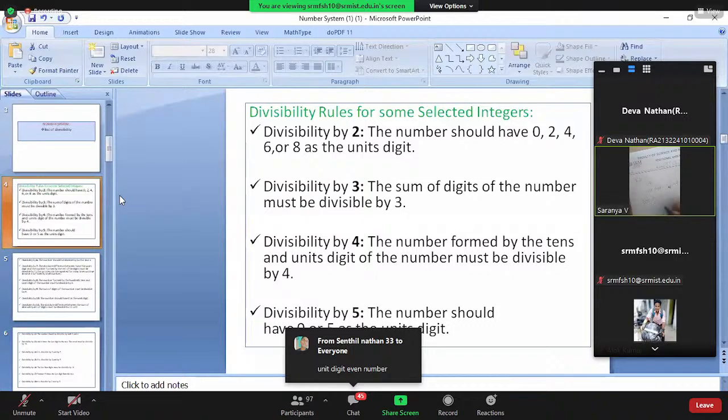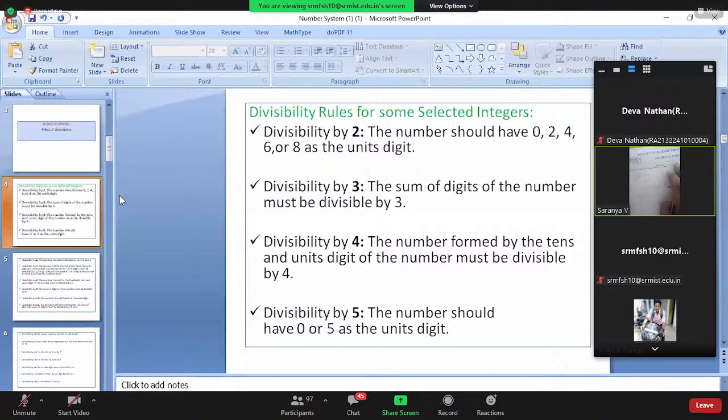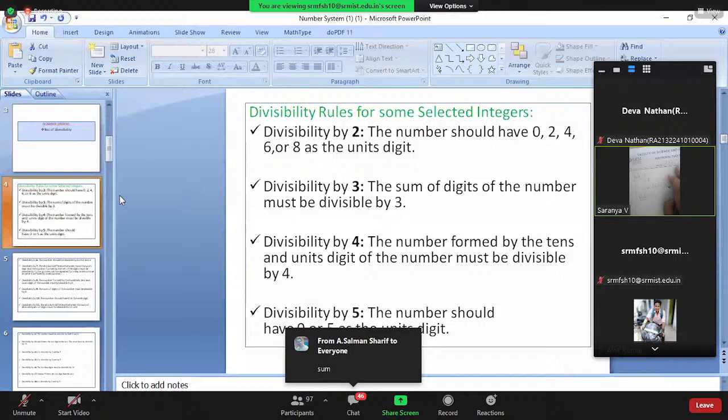Rule of 3. What is the rule of 3? Do you have any idea about the rule of 3? Very good, Sharaf.